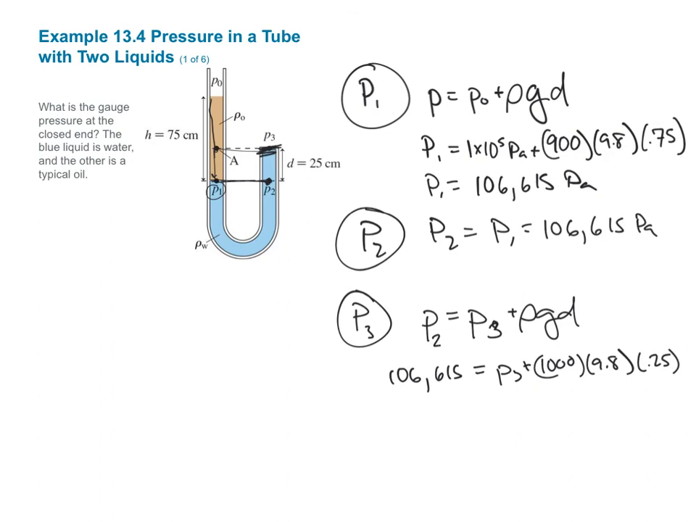If you type that in, solve it all out, you're going to get that your pressure 3 is 104,165 pascals. But this question asks for gauge pressure, so you've got to subtract off 1 atmosphere, which is 1 times 10 to the 5th pascals, to get that your gauge pressure 3, which I'm going to acknowledge as a prime, equals 4,165 pascals.